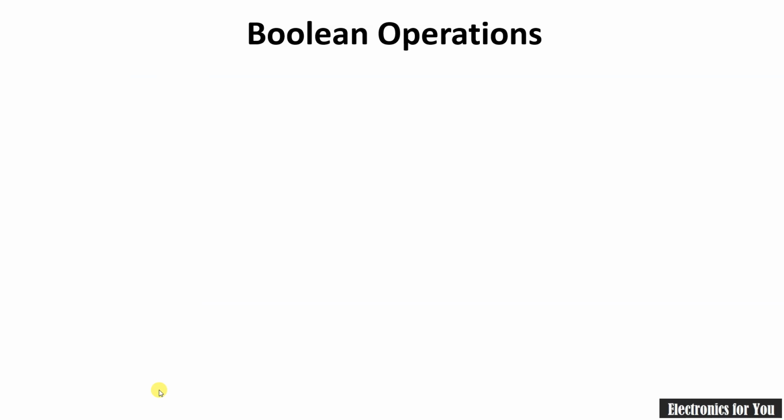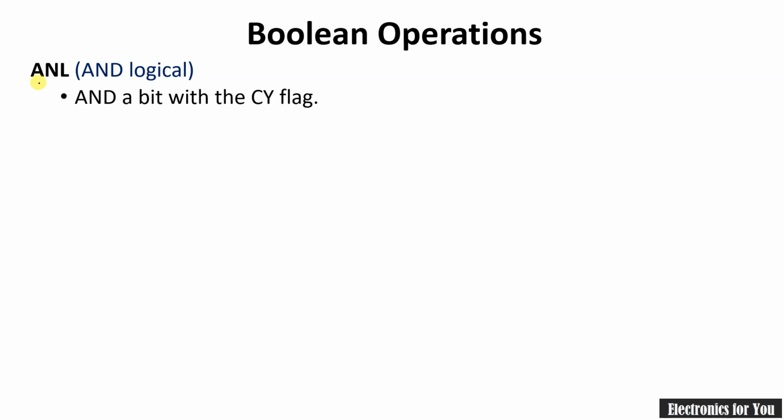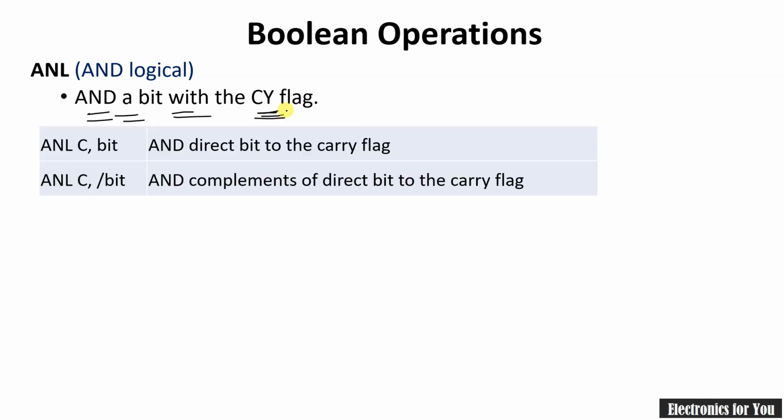Now the next ones are related to Boolean operations, but these are the logical ones. So ANL, that is the AND logical. There are two types of ANL instructions. Basically it means AND a bit with the carry flag, just the same as with the accumulator, because we generally use arithmetic and logical instructions along with the accumulator in byte operations, whereas in Boolean operations we use the carry flag. And these are the two AND instructions.